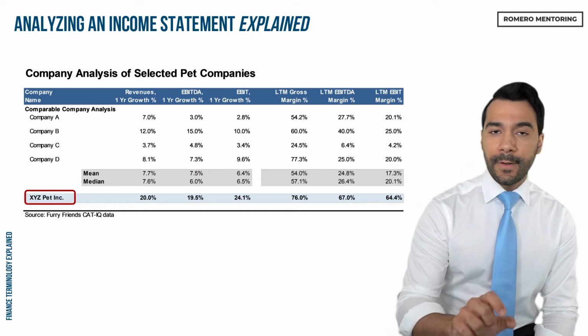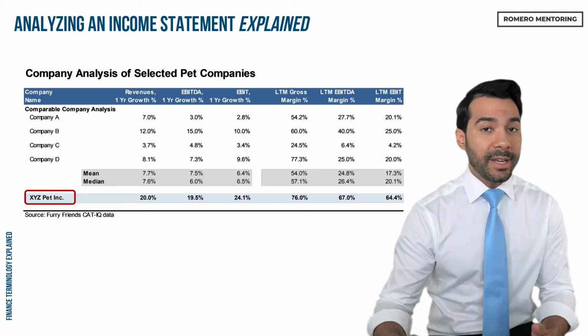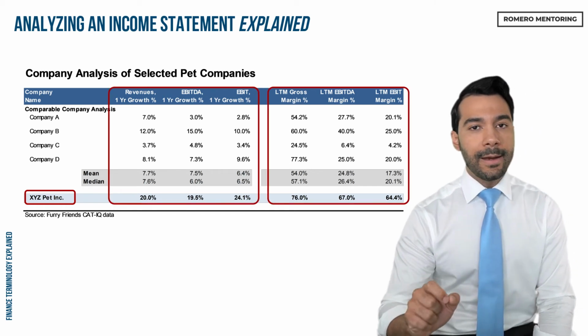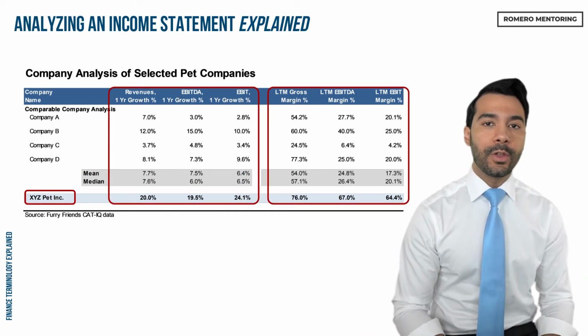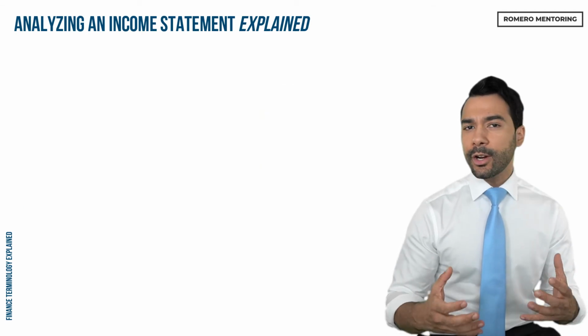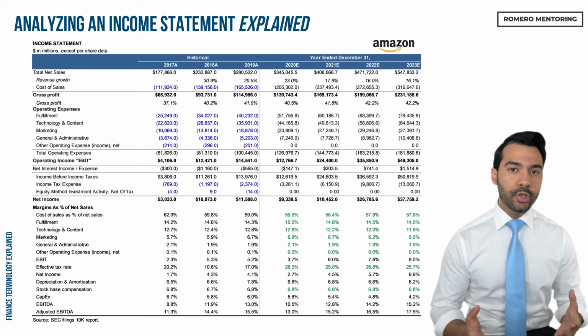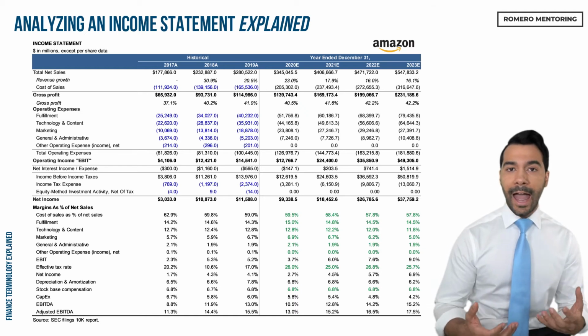So this is a very clear, defined example from a simple approach of how you can apply revenue growth and margins when comparing it to their peers. Now, let's look at a real example. Let's look at Amazon. Here we are now illustrating the income statement of Amazon.